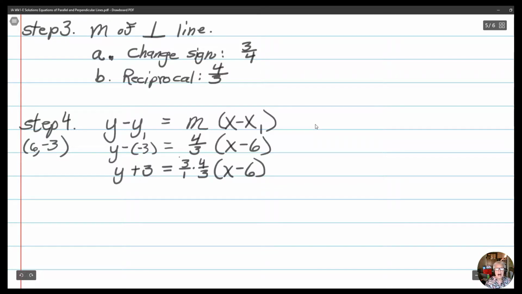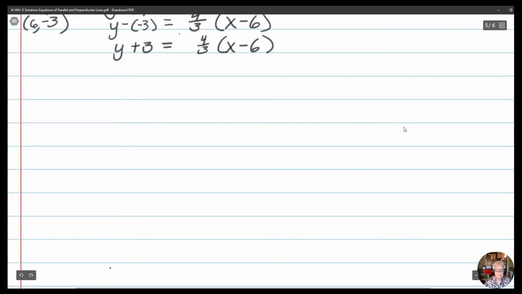Oops. I combined steps and I almost totally messed myself over. And you, by the way. Bad Barbara. 4/3 times x minus 6. Okay, there we are.